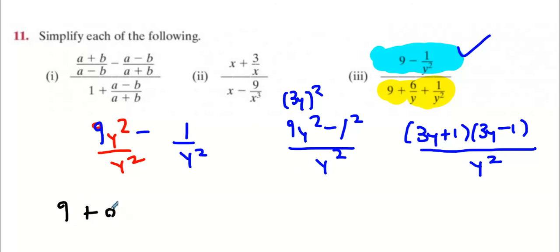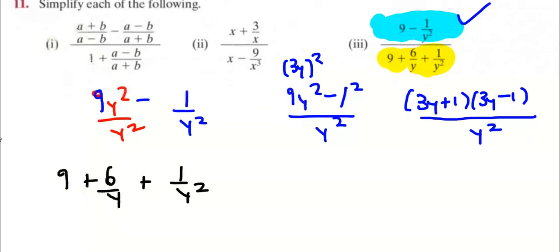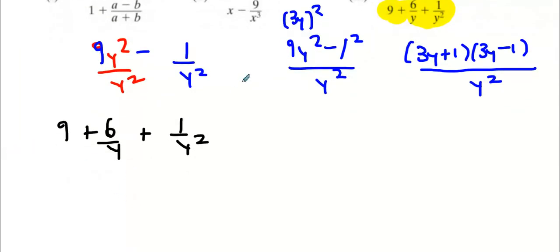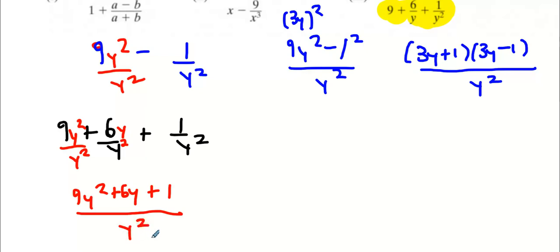9 plus 6 over y plus 1 over y squared. So get them a common denominator of y squared on top, y squared on the bottom, an extra y top and bottom to make it a y squared, and then you end up with 9y squared plus 6y plus 1 all over y squared. Is the top fully factorized?